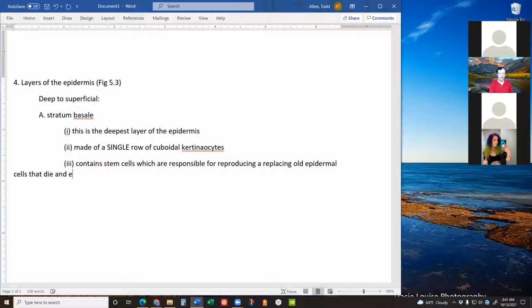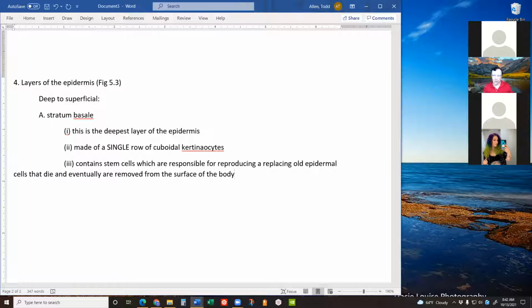that die and eventually are removed from the body, right? We slough skin cells off the surface of our body millions of times a day, right? Okay, so the stratum basale contains the stem cells, okay?